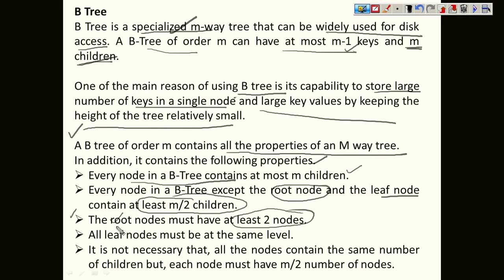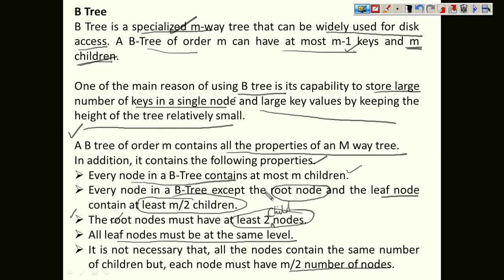For the root node we have a condition that it must have at least 2 child nodes. That means it must have at least 2 children, and for the leaf node there is no child existing. The root node can have at least 2 children and can go up to maximum m children. All leaf nodes must be at the same level. This is also a very interesting property, that it will maintain the tree in such a way that all the leaves of this tree will occur at the same level. It is not necessary that all the nodes contain the same number of children, but each node must have at least m by 2 children.